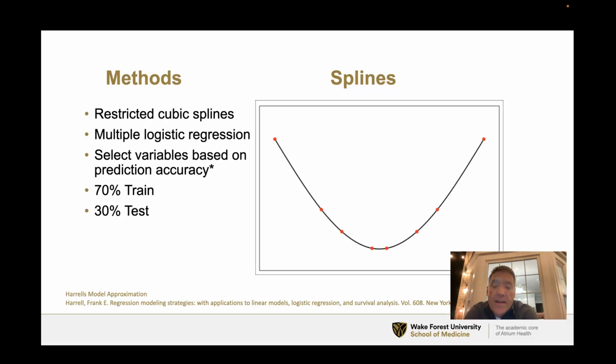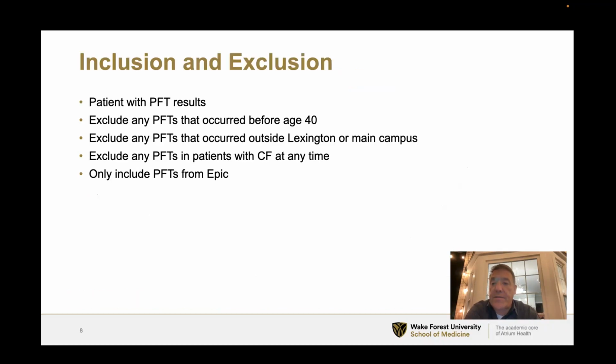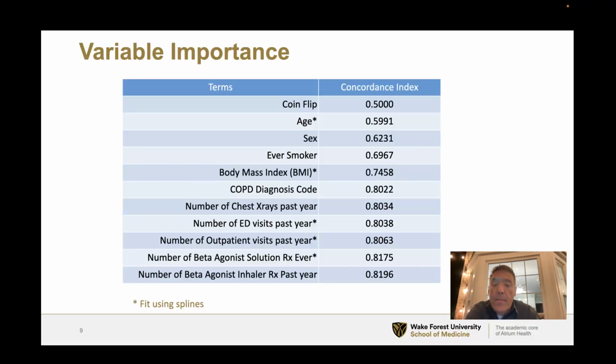We split our data into a 70% training data set and a 30% test data set for model validation. We excluded individuals who are over 40 years of age, as well as those who have cystic fibrosis. Here's a list of the final variables in our model, and you can see the change in the concordance index as each of these variables are added until the bottom. You can see we reached a C-statistic or concordance index of 0.82.